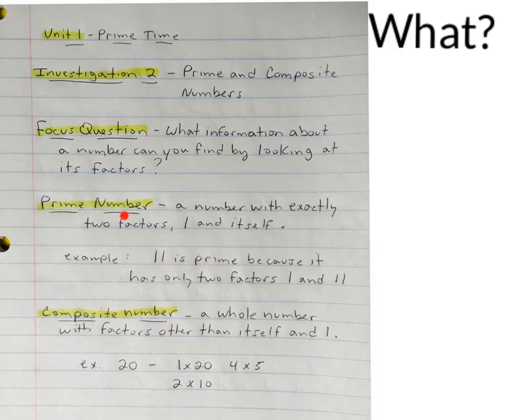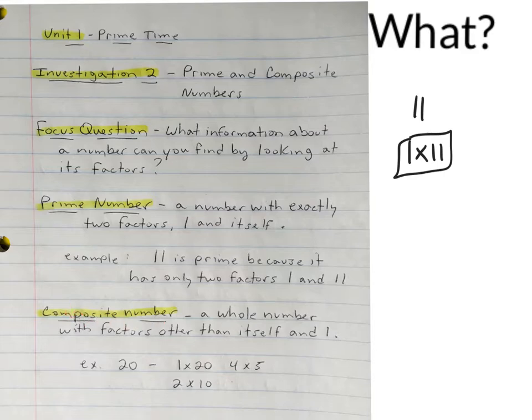Prime number: a number with exactly two factors, one and itself. I have an example here. 11 is a prime because it has only two factors, 1 and 11. The only way we can make 11 happen is to take 1 times 11. So these are the factors, and that's a factor pair. And that's just one example.